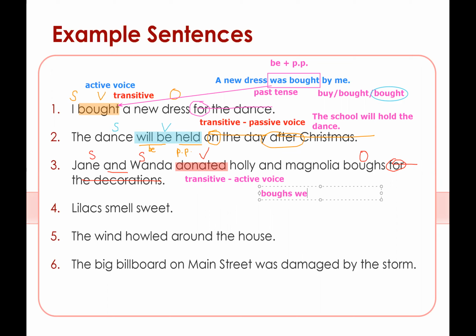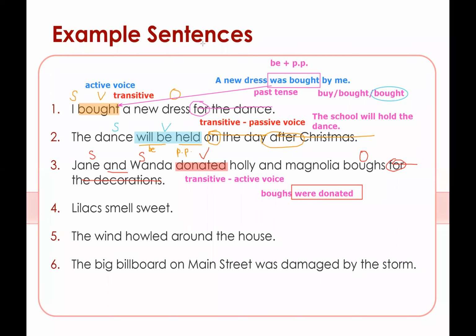Bows were donated. Okay, so again, be verb plus past participle, right? And since donated is in past tense, I need to make sure my be verb is past tense as well. And of course, plural bows, right? So I need to use were, not was.